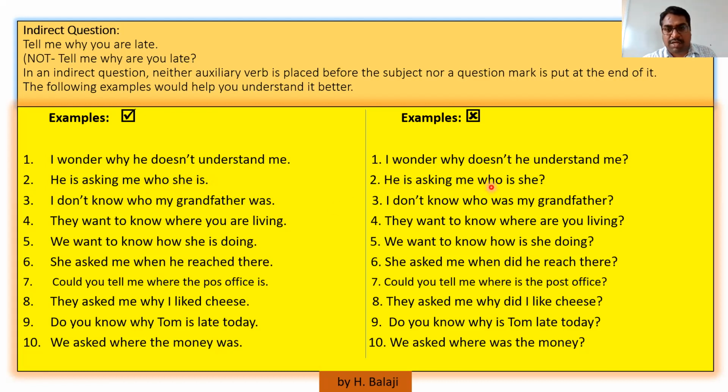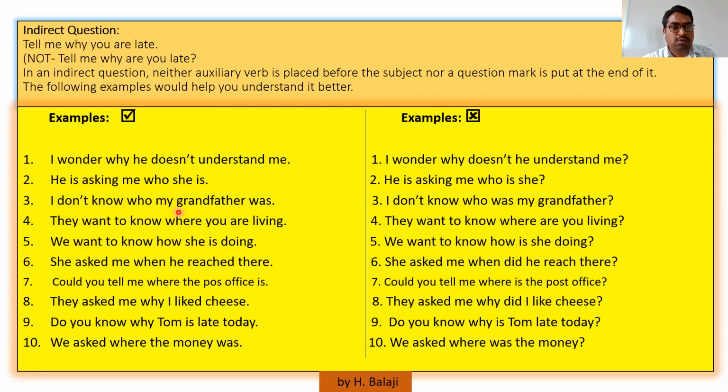He is asking me who is she. This is incorrect, right? Because the helping verb is used before the subject, right? And this doesn't go with the rule given above, correct? It goes against the rule given above, hence it is incorrect. Therefore it is incorrect.